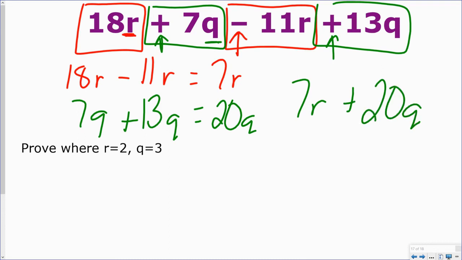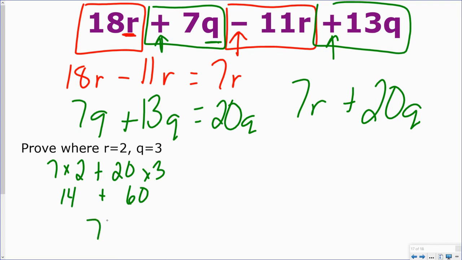So again, I put r equals 2 and q equals 3. So when I do that, I would have 7 times 2 plus 20 times 3. 7 times 2 is 14, plus 20 times 3 is 60. And when I add those two together, I get a total of 74.